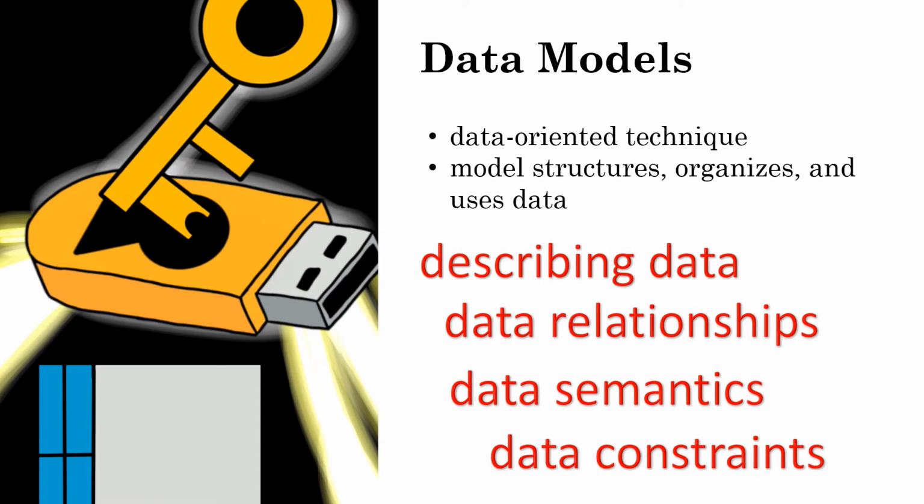Finally, we have the data constraints, which are rules enforced on the data columns of the table. These are used to limit the type of data that can go into a table. So this ensures the accuracy and reliability of the data in the database. So the primary key uniquely identifies each row or record in the database table.